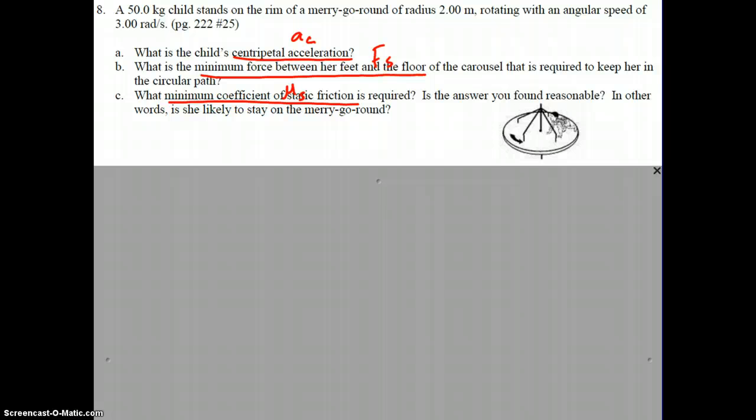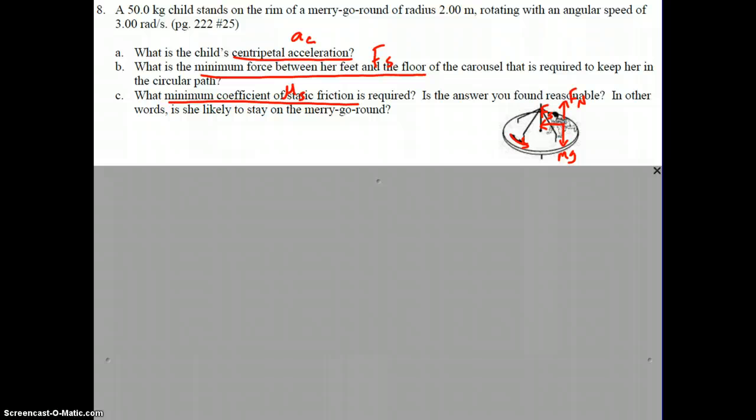We're going to start with a free body diagram of the forces acting on this girl. We're shown here that the rotation is this direction. We, of course, have her weight down, the normal force of the surface pushing back up on her, and the static friction that holds her in the circular path.